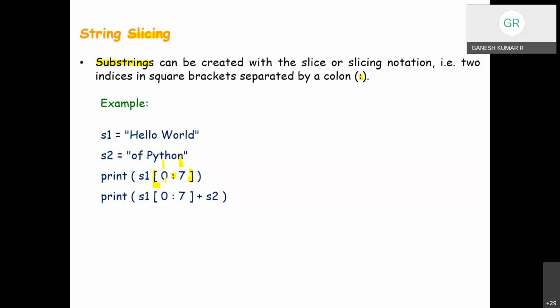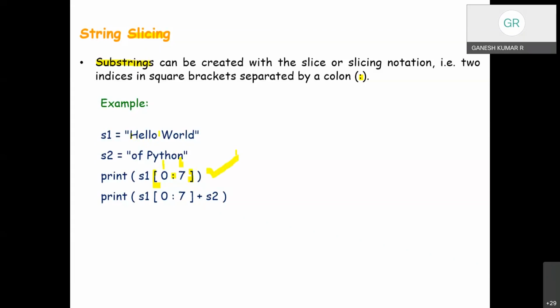Okay, so in S1, starting from 0, the first index represents the beginning, the initial location. The value to the left of the colon represents the initial value. The value to the right of the slicing operator represents the destination value, which means 0 to n minus 1. So writing from the first character till n minus 1, 7 minus 1, 6, HELLO, 1, 2, 3, 4, 5, and a blank space will be the output.